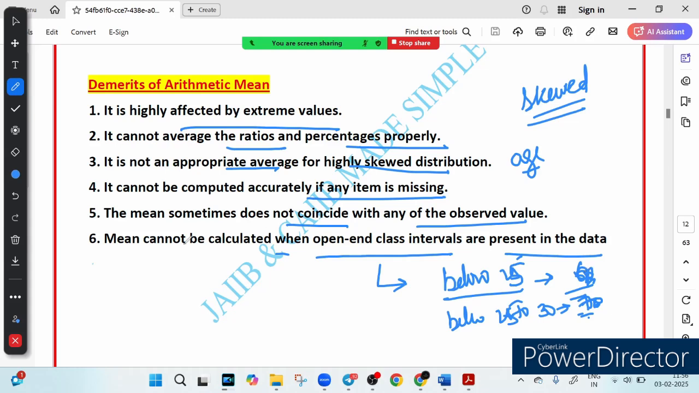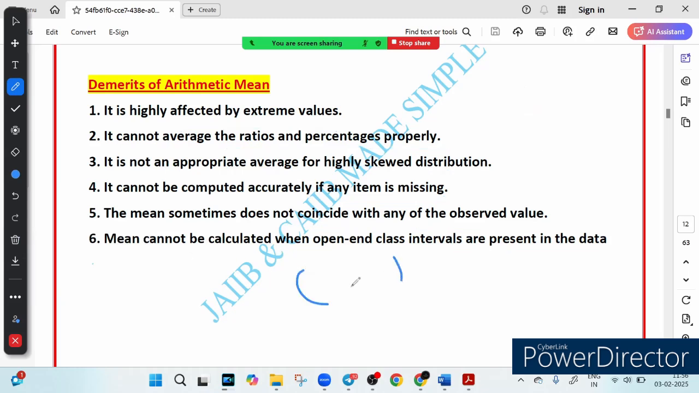Whenever we have a close-ended class interval, like when I write 20 to 30, we calculate the class mark and then calculate the mean. Okay, it's okay. But if we have an open-ended class interval, it is quite impossible to calculate the mean. So that is the limitation here. It cannot be used to calculate the mean of the open-ended class interval. Second thing is that mean sometimes does not coincide with observed value. Obviously it is possible. Then we have, it cannot be computed accurately if any item is missing, right? It is not an appropriate average for highly skewed distribution. So these are the demerits of arithmetic mean. We should know about it.